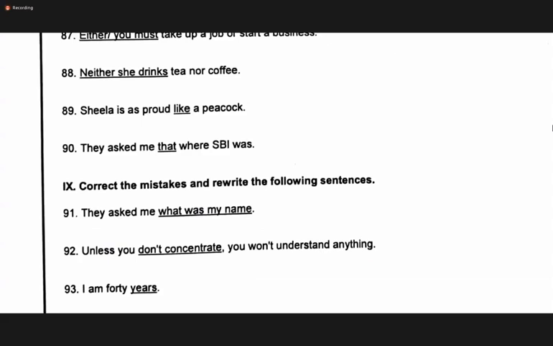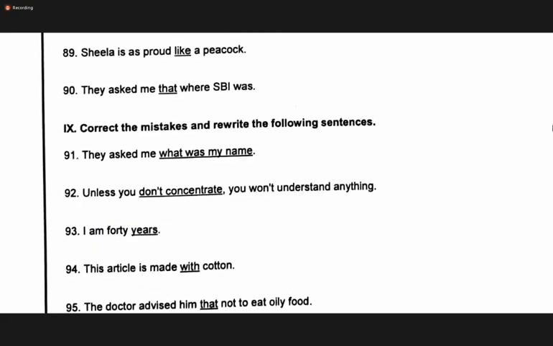Next, 90. They asked me that where SBI was. Deletion of that. Yes, remove that. Because it is an indirect question, when we change a sentence from direct to indirect speech, after the reporting verb, if the question begins with a question word, the same question word acts as a conjunction. So we need not use any other conjunction like that. Remove that. They asked me where SBI was. Next, ninth exercise.